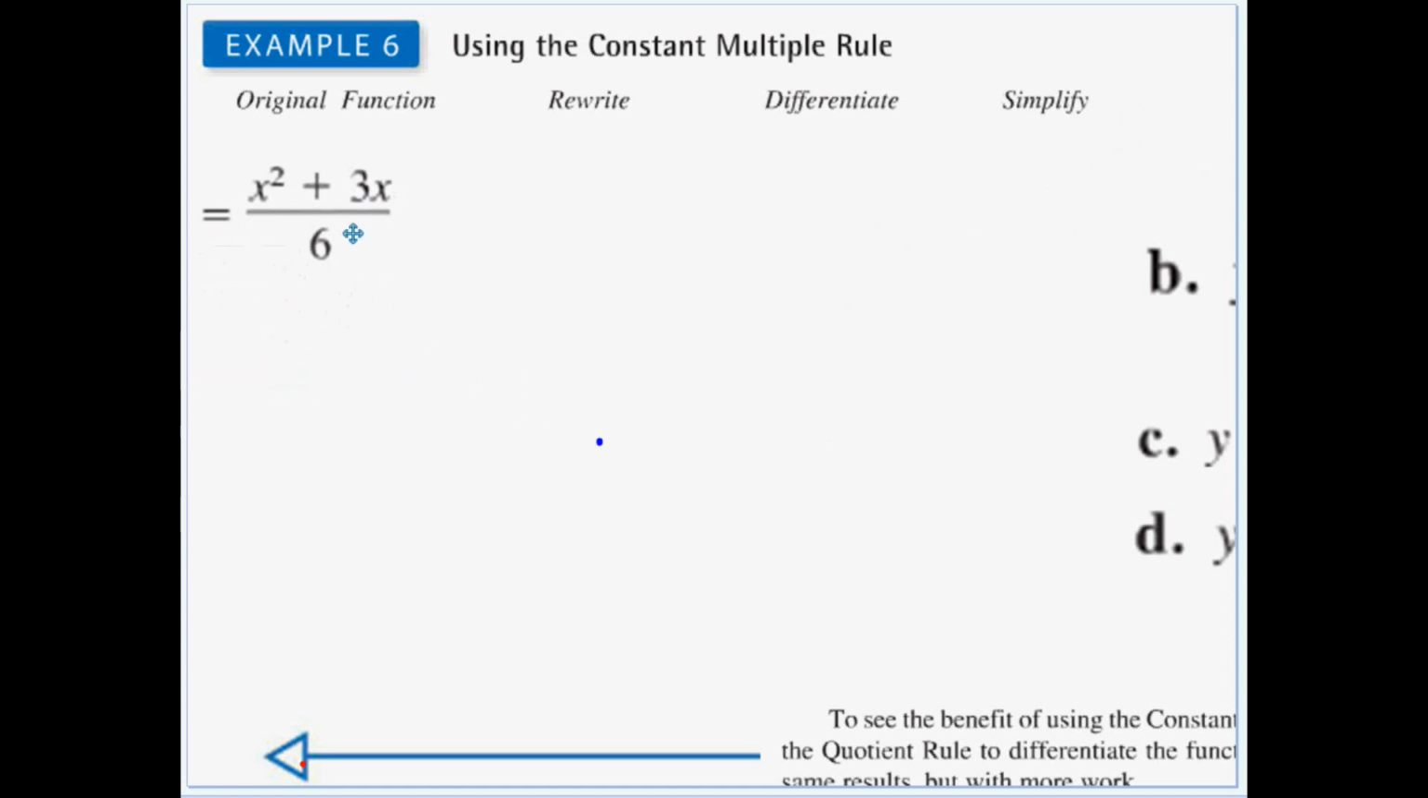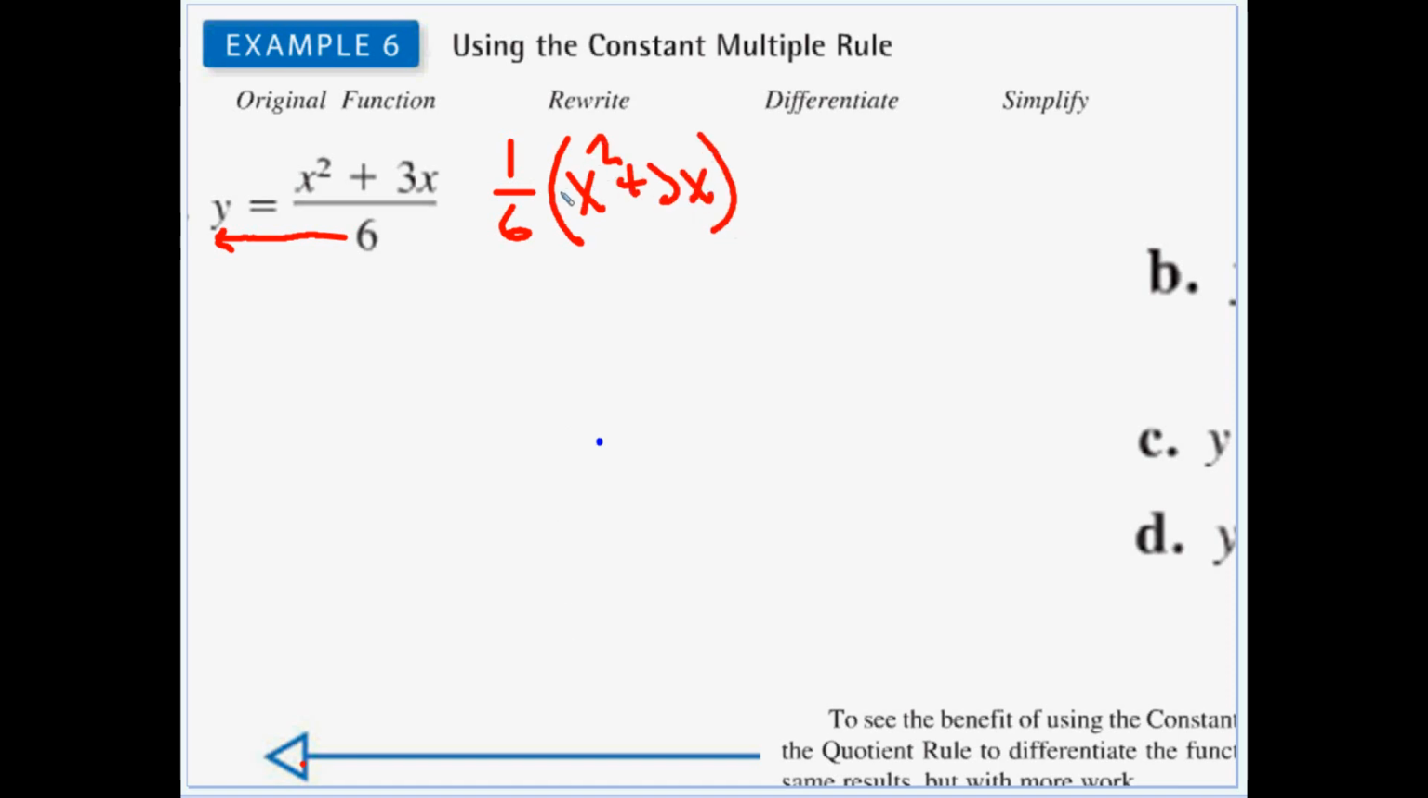Sure, it is in the form of a quotient. We could take the derivative of the high, 2x plus 3, and the derivative of the low would be 0, and it would work. But here, we can mentally think about dragging that denominator 6 out. And if you drag it out as a denominator 6, there's still a 1 up above it. That's 1/6. And then what we have left will be our function, x squared plus 3x.